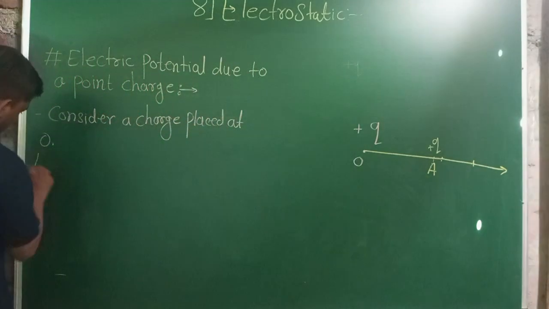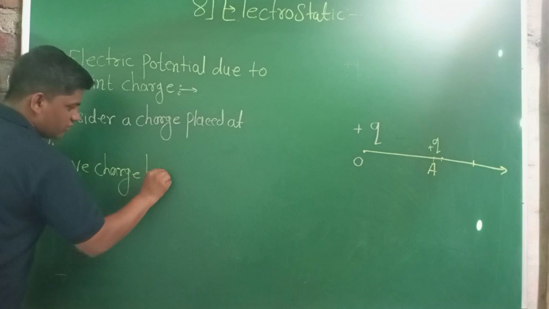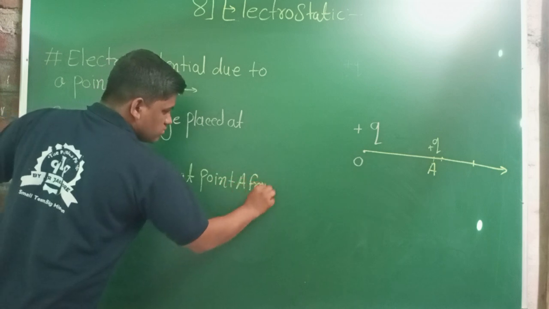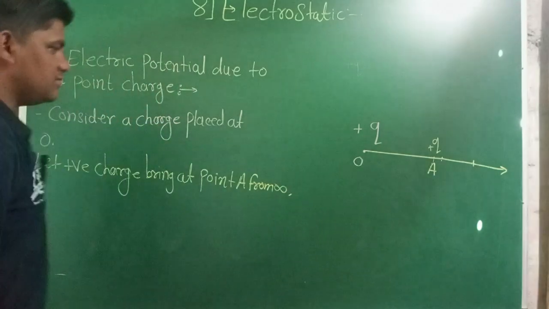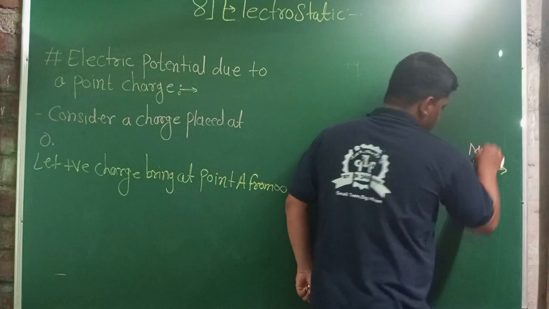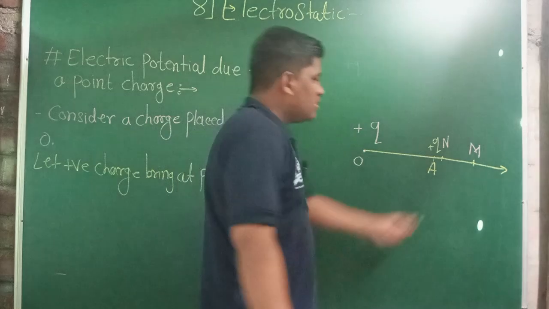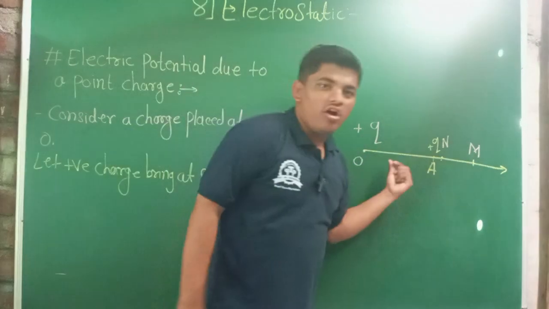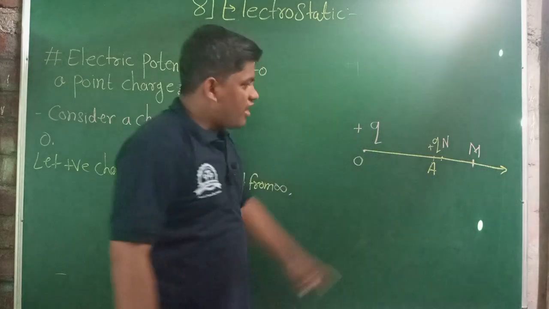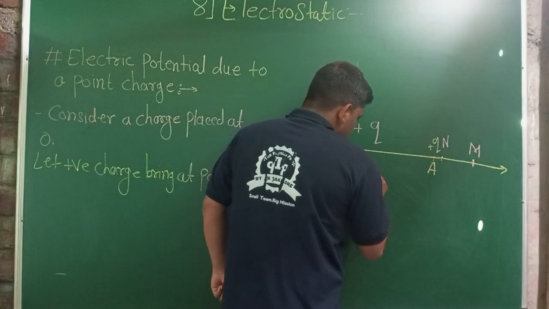Let's take the explanation. Let a positive charge be brought to point A from infinity. Let us consider another point, known as point M, and another point, known as point N. M is an intermediate point on the path along which the charge is brought from infinity to point A.